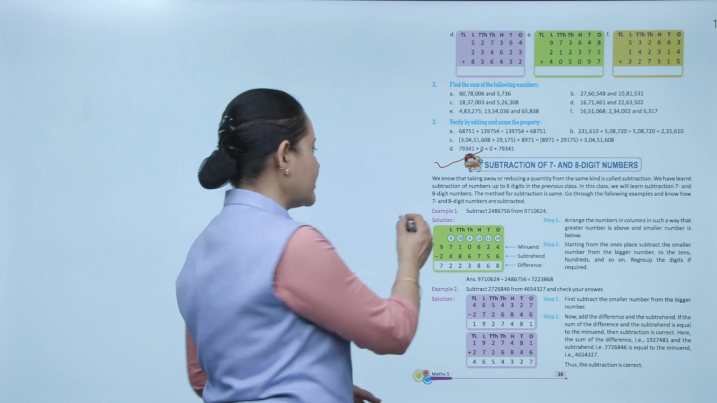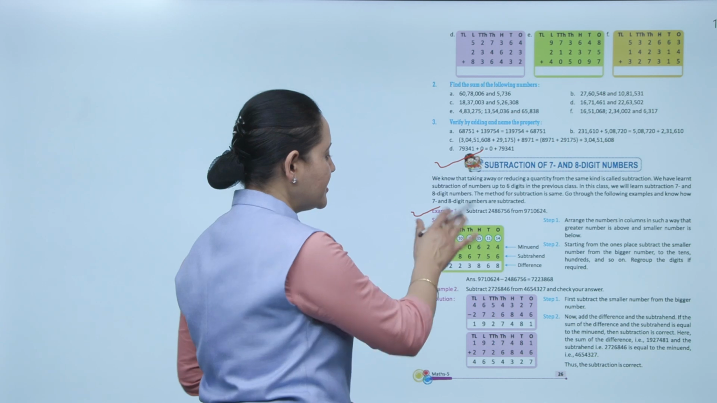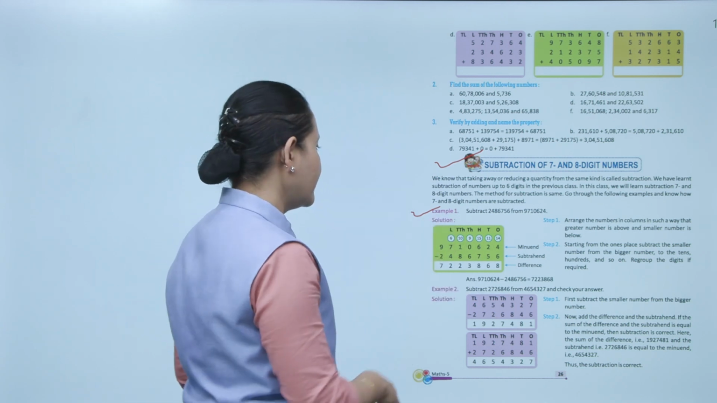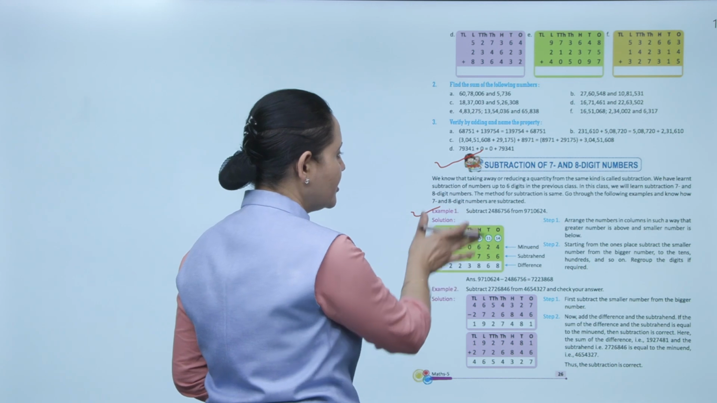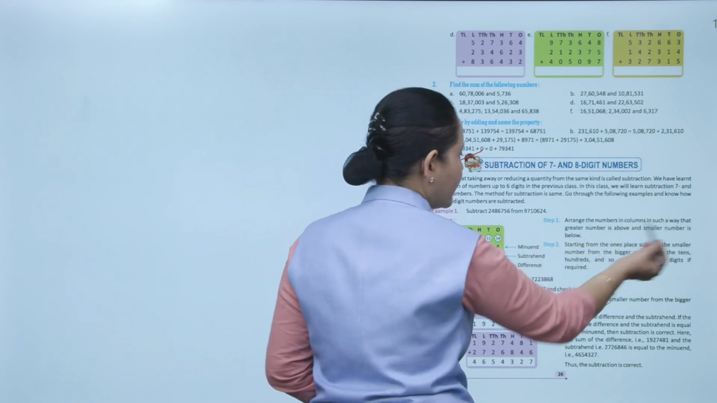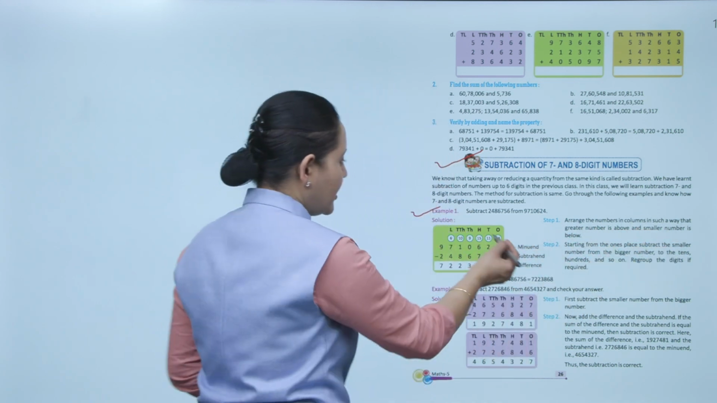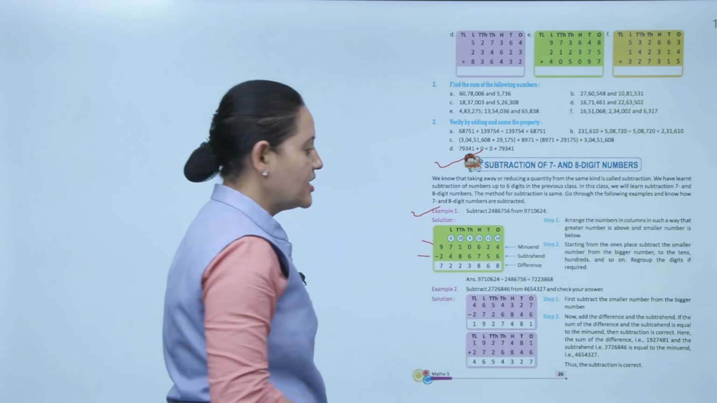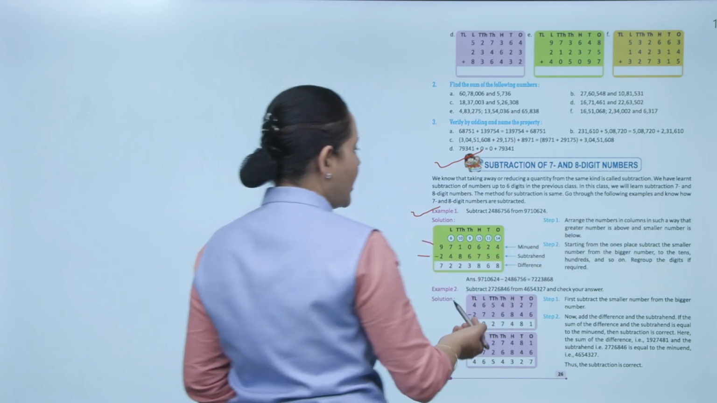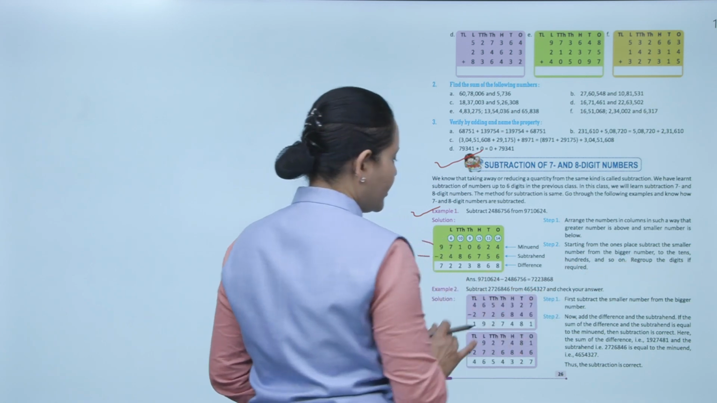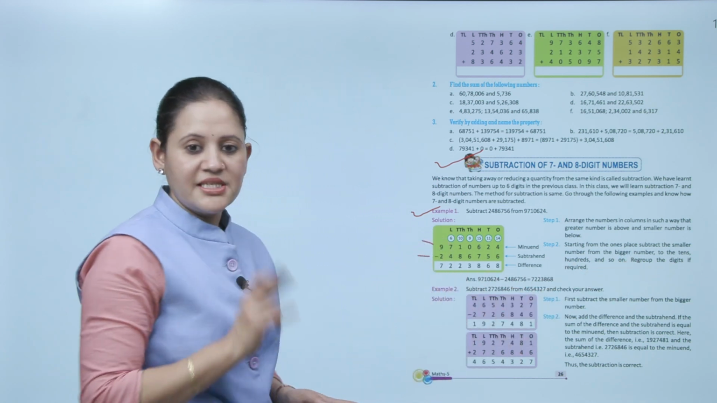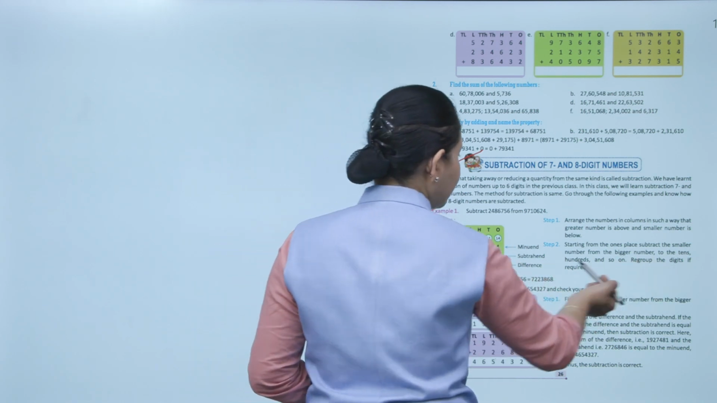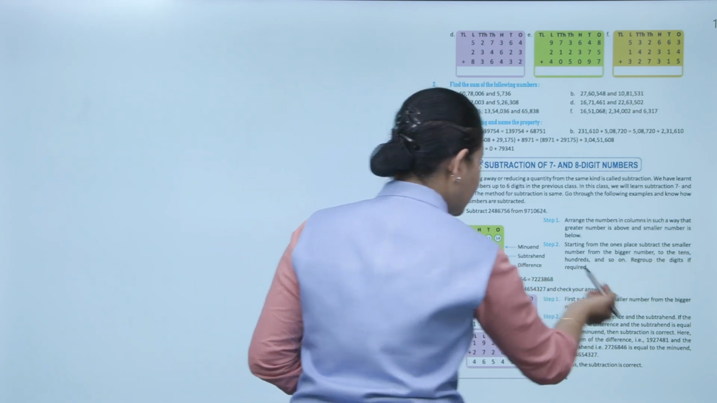So here we will take an example. We have to subtract these numbers. Always subtract the lesser number from the bigger number. So like this, we will arrange the numbers in columns such that the greater number is above and the smaller number is below. Starting from the ones place, subtract the smaller number from the bigger number, to the tens, hundreds and so on. Regroup the digit if required.